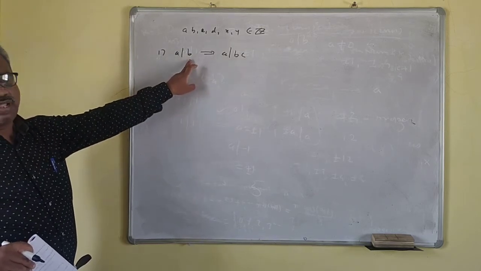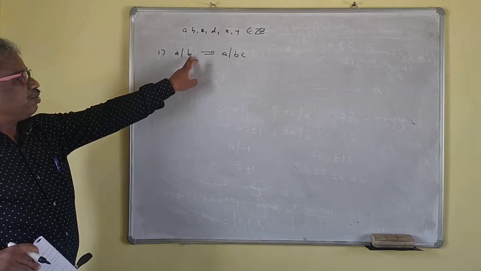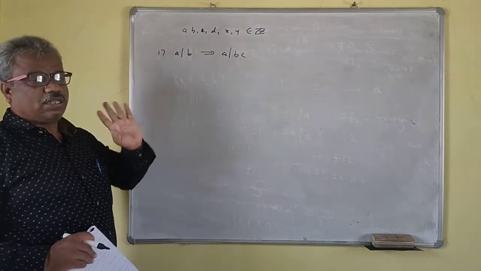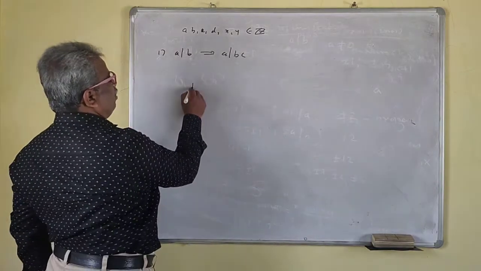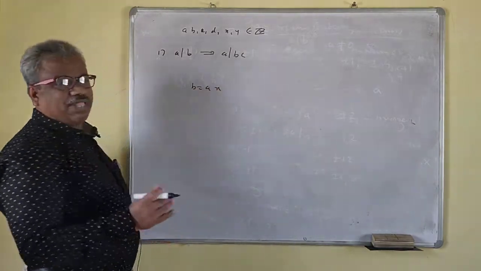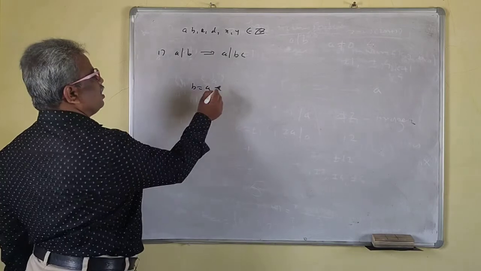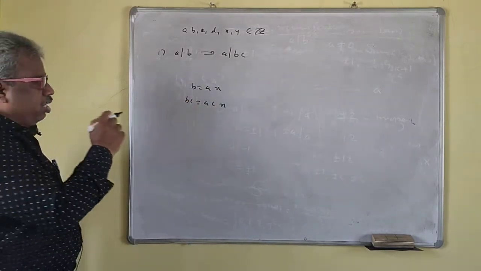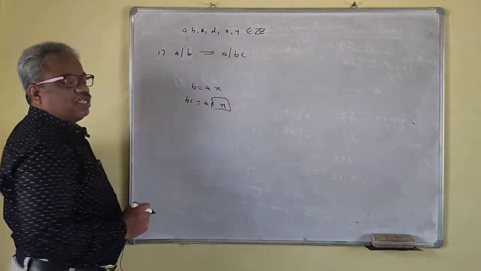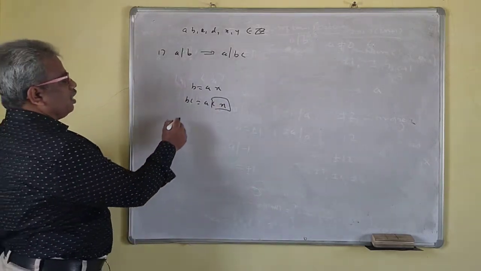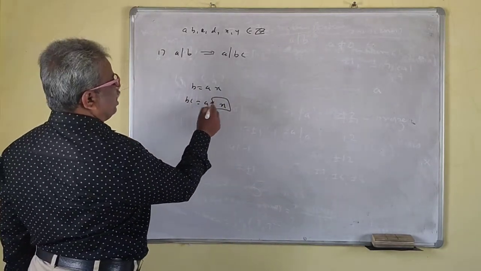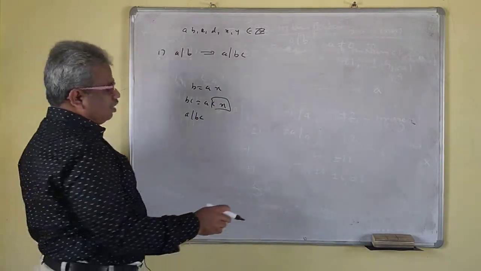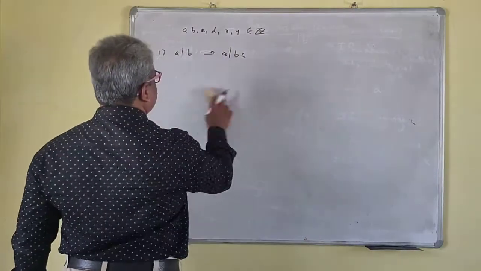Suppose BC is now our denominator. You can multiply by anything here so that it does not alter this. Because what does A divides B mean? B is equal to AX. Now you can multiply by C: BC is equal to ACX. That is A times something, and the product of two integers is an integer. So BC is nothing but A times some integer. That means A divides BC. So this is the property.